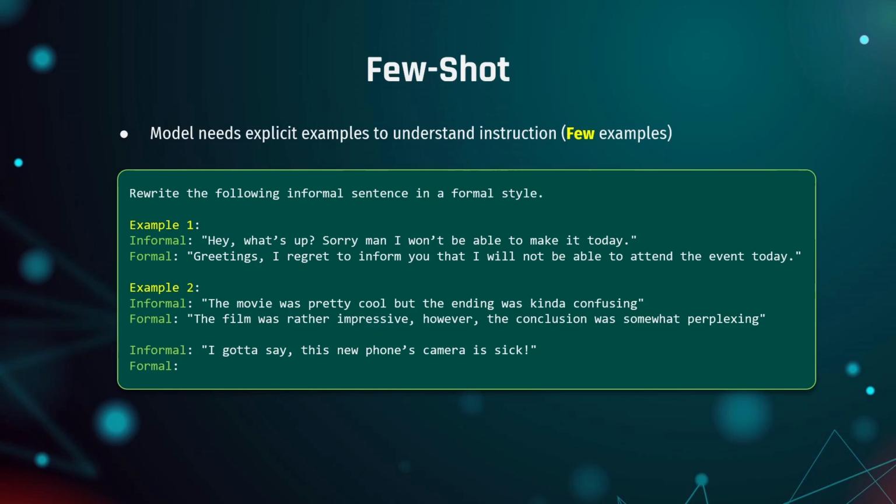So before I ask my model to provide me the formal version of "I gotta say this phone's camera is sick," I explicitly show it: well, if the informal sentence is "hey what's up," then the formal should be like "greetings, I regret blah blah blah." Similarly, in the second example, if I say "the movie was pretty cool," the formal should be like "the film was rather impressive and blah blah blah," right? So you should follow this particular way of transformation, right?